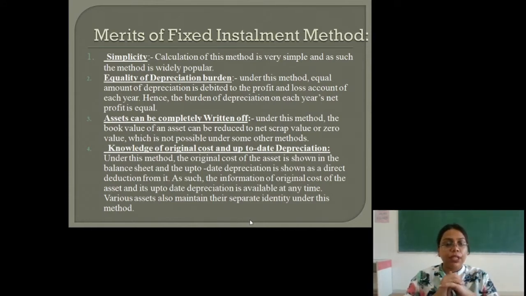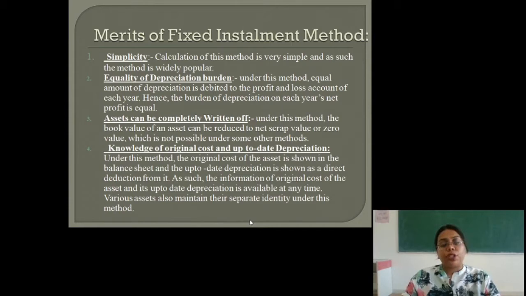Assets can be completely written off. Under this method, the book value of an asset can be reduced to net scrap value or zero value, which is not possible under some other methods. So, under this method, the book value of the particular asset is reduced until it becomes zero or equal to its scrap value, which is not possible in any of the other methods.